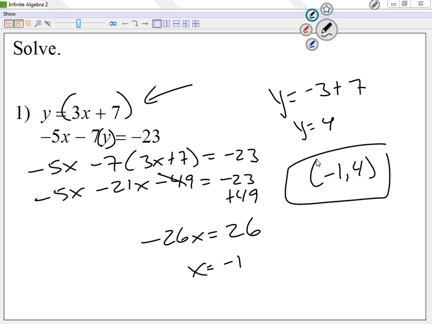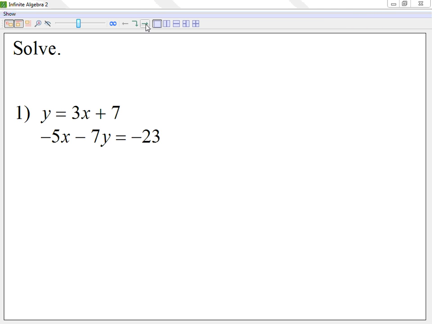So that's using substitution. For substitution, I need one of the letters to be by itself. Everything that I have for that letter, I replace it in the other equation, and then I work it out. So that's substitution. But now let me work elimination for question number 2.